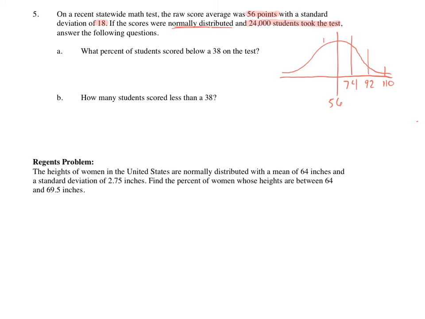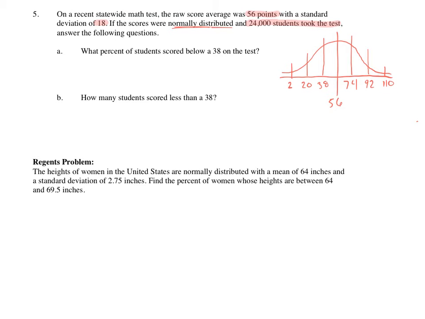Right, but I could also go down by standard deviations, 1, 2, 3. So if I subtracted 18, I would end up with 38. If I subtracted another 18 from that, I should get 20. And then 18 from there would put me at 2. So here's a nice little bell curve for me to use. What percent of students scored below a 38 on the test?